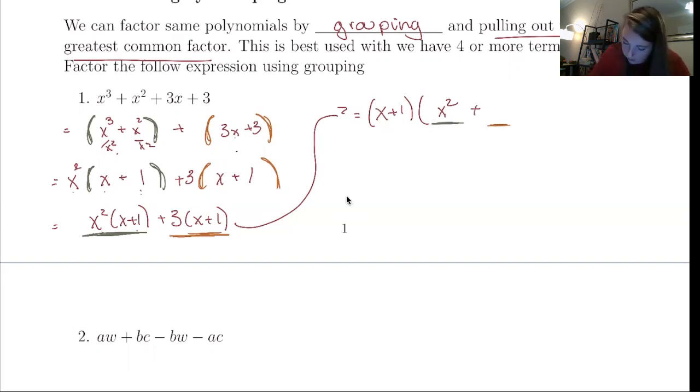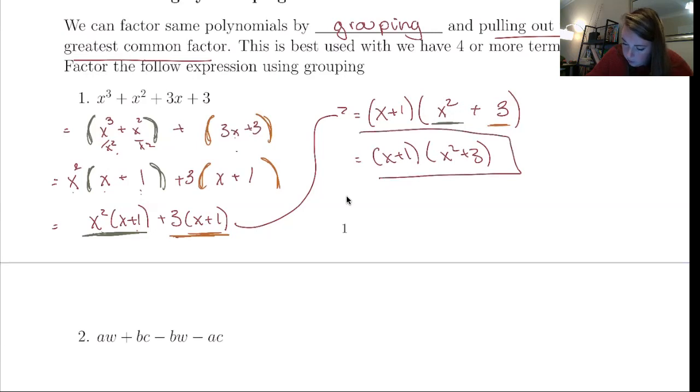Plus, and then what's going to be left from the orange underlined term? If it's 3x plus 1, and I pulled out x plus 1, all that's going to be left is that 3. There we go. So then I have x plus 1, x squared plus 3. Oh, sorry, plus 3. And I can't factor that anymore. And we'll talk about how we definitely know that we're done factoring. But that is the process of factoring by grouping.